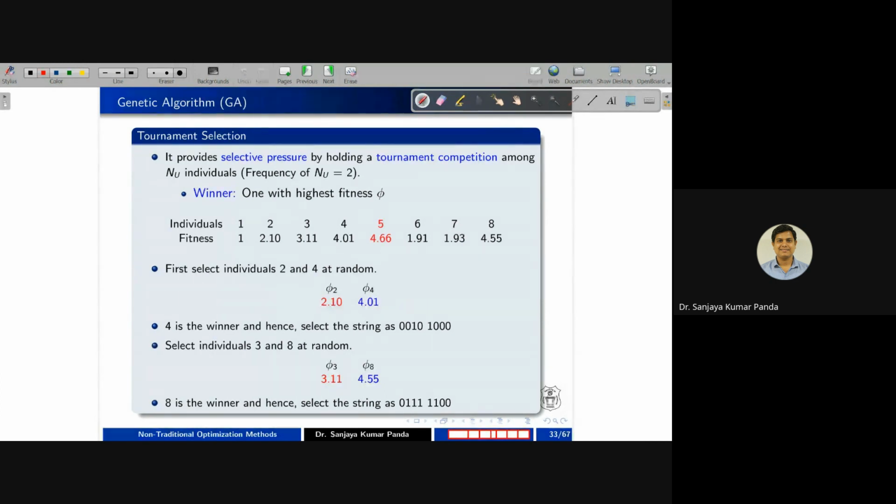So what we are doing here, suppose I am taking 8 different individuals. Assume that their fitness values are these: 2.10, 3.11, and so on. You have calculated the fitness value based upon a fitness function. Assume that. So now I have randomly picked two different teams. If you have any question, you can ask.